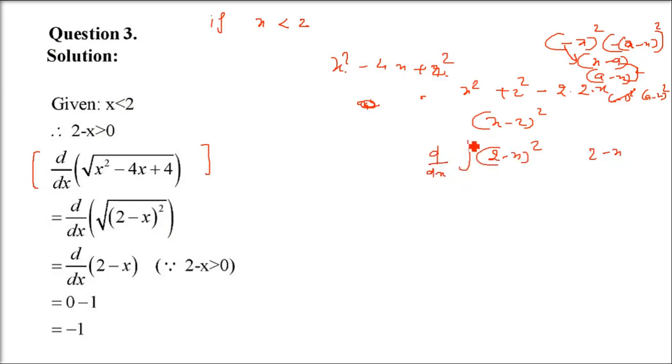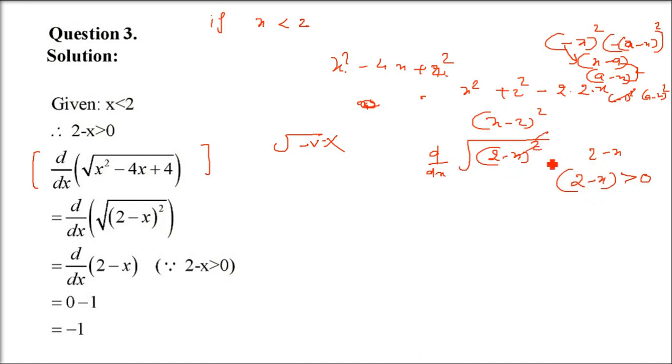So 2 minus x is greater than 0. So 2 is greater than x, which is given in the question. Okay? Since it is greater than 0, only then can we have the derivative of the under root, because a negative number inside the root won't work. Okay? Because we are not dealing with complex numbers here. So we only deal with normal numbers.